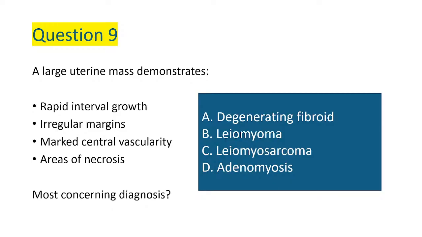It's a rapid interval growth of the mass, irregular margins, marked central vascularity, and areas of necrosis. So a rapidly growing mass with central vascularity and areas of necrosis is in keeping with leiomyosarcoma. So that is now a cancer. A fibroid can transform into a cancer, and when that happens, it's called a leiomyosarcoma. So the correct answer for this question is leiomyosarcoma.